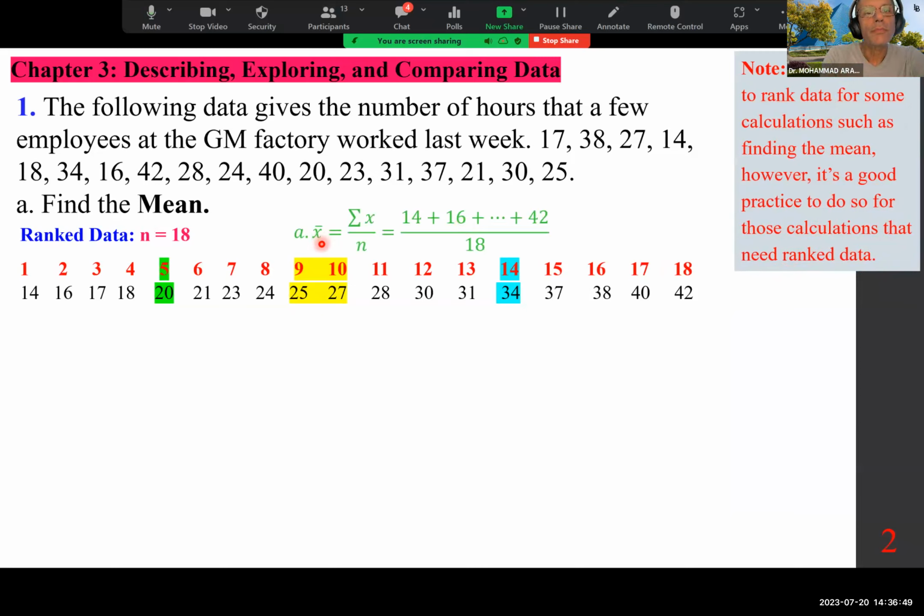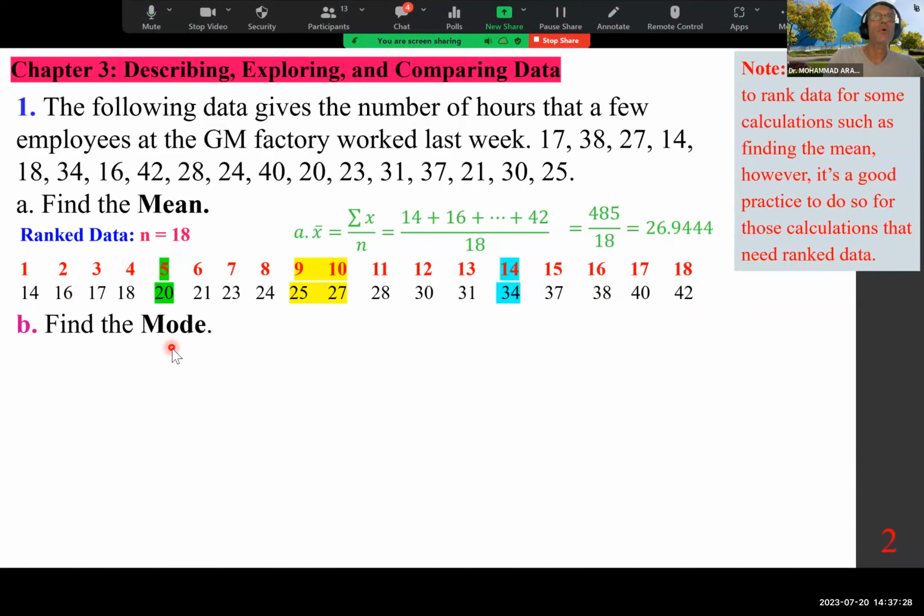X bar, because it's a sample, is the summation of X over lowercase n. So add them up, 14 plus 16 plus 17, all the way to the last number, 42, divided by however many. There are 18 pieces of data. It's simple math. You come up with the answer. You can go with a lot of decimals, or you just simplify it in the form of a fraction, or whatever they ask you, because they may ask you to round it, and you round it accordingly.